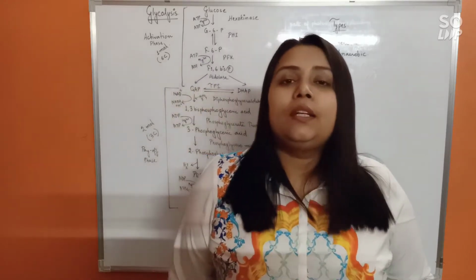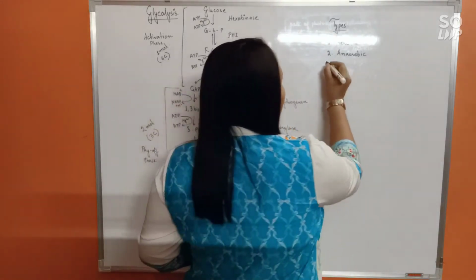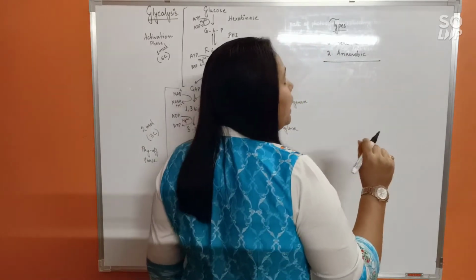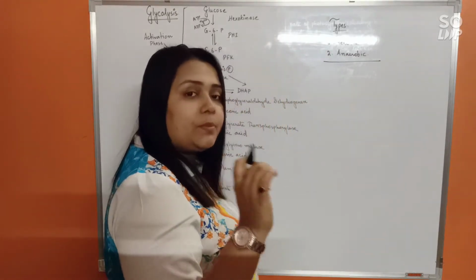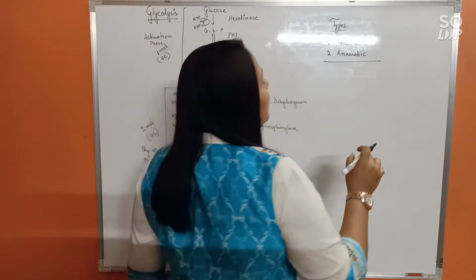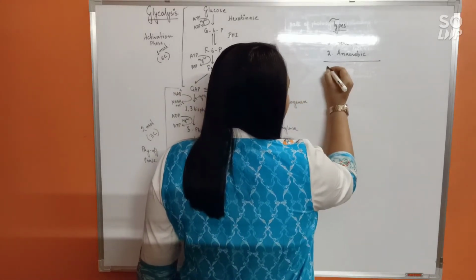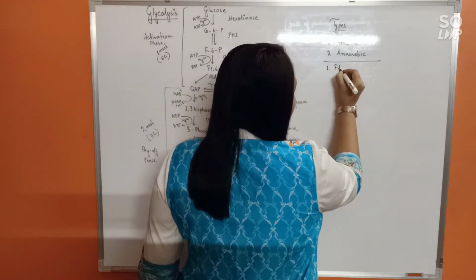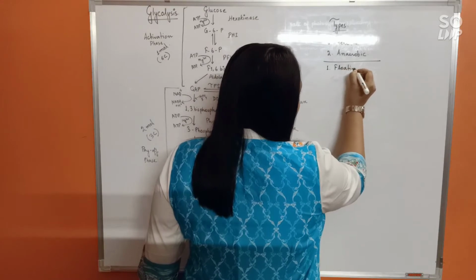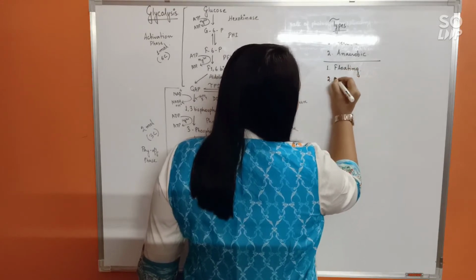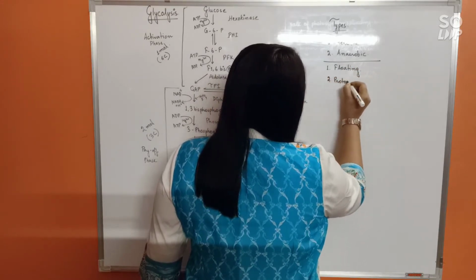Understood? Now, respiration again can be of another two types. This time the basis is the respiratory substrate. So based on respiratory substrate, respiration can be floating and protoplasmic.